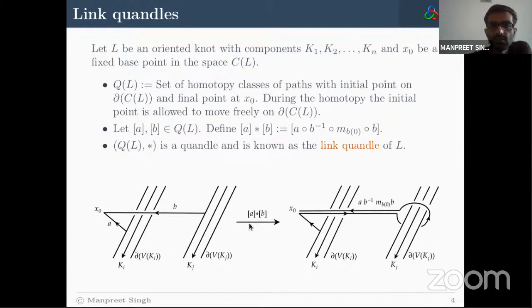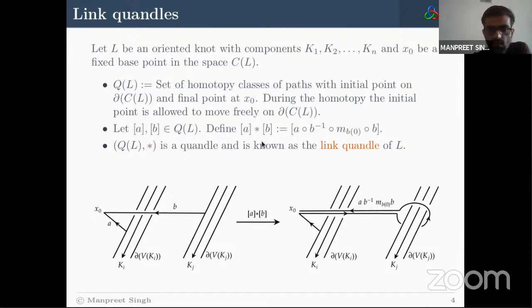The most important examples of quandles arise in knot theory. Let L be an oriented link in the three-sphere with n components, and we fix a base point x naught in the link exterior space. Now we define a set QL, which is a collection of homotopy classes of paths with initial point lying on the boundary of the link exterior and final point at x naught. During the homotopy, we allow the initial point to move freely on the boundary of the link exterior space. Now we define a binary operation star on the set QL, defined like this.